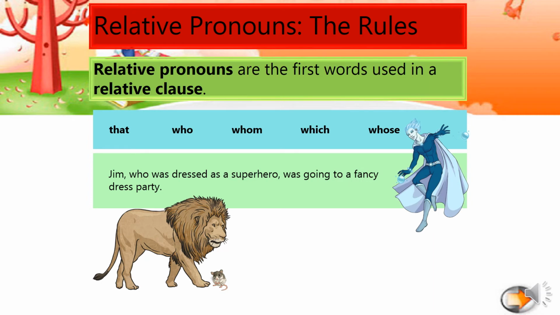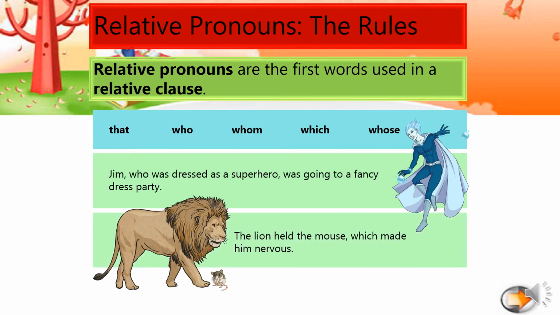And see the examples. Jim, who was dressed as a superhero, was going to a fancy dress party. Now let's move to another example of a relative pronoun. Here it is. The lion held the mouse which made him nervous.